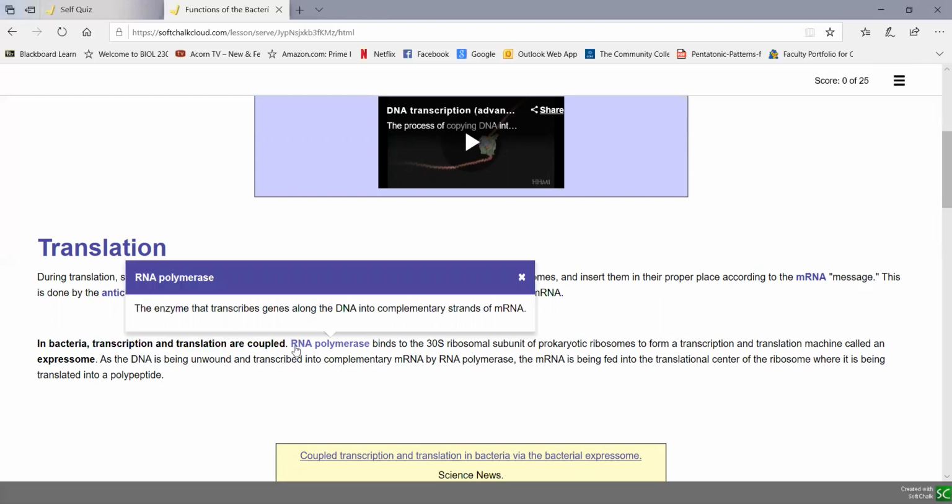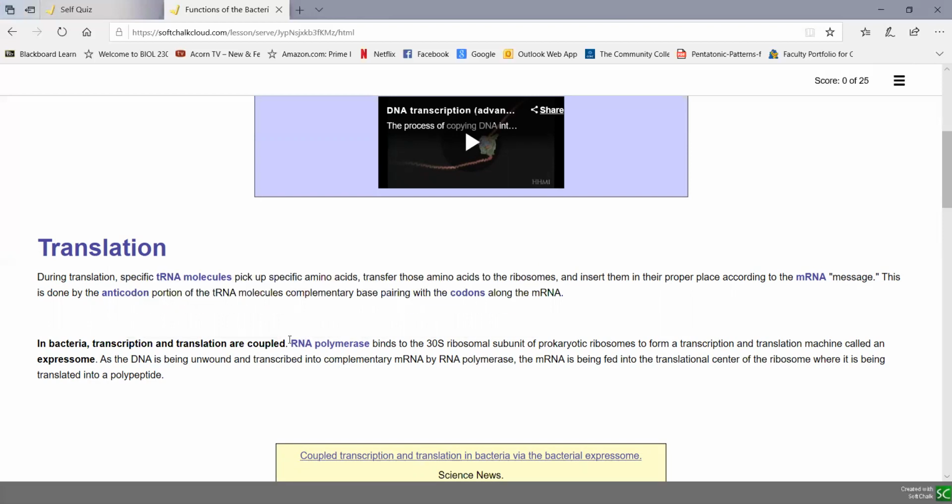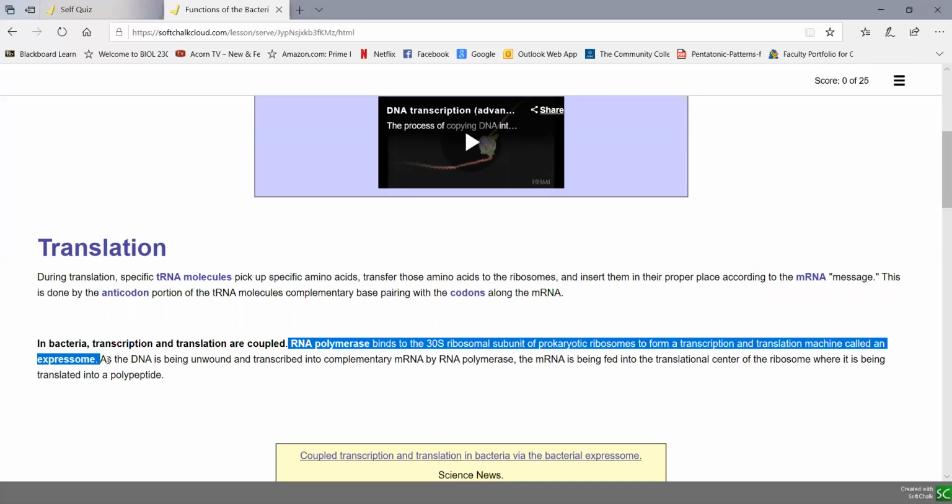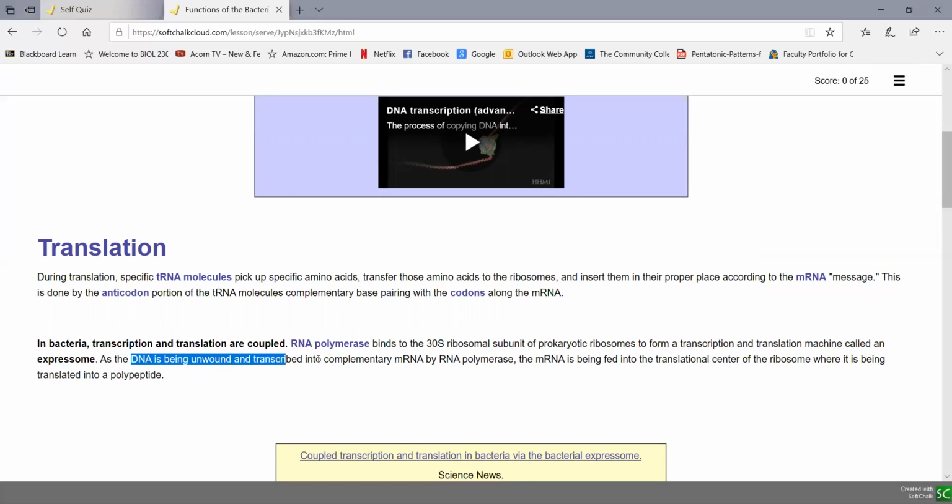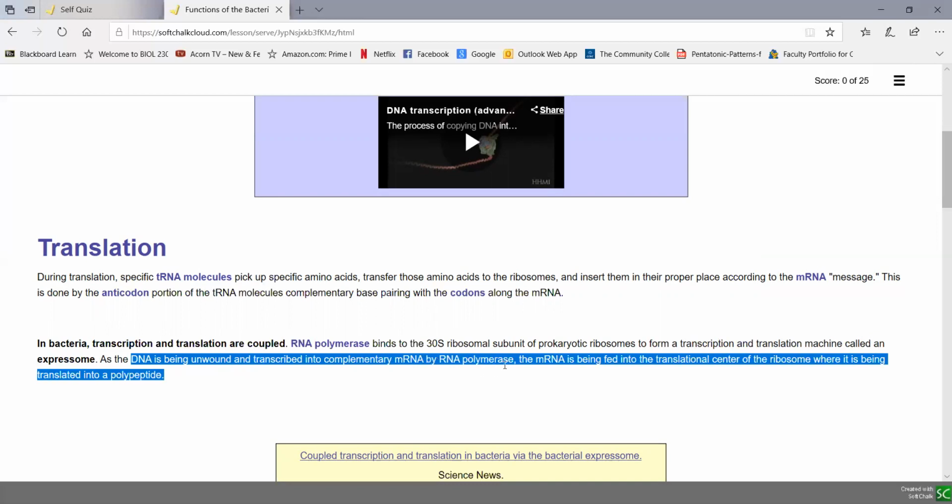RNA polymerase, the enzyme that's going to transcribe DNA into complementary RNA, binds to the 30S ribosomal subunit in the prokaryotic ribosome to form a transcription and translation machine, which they now call an expressome. So as the DNA is unwinding and being transcribed into complementary messenger RNA by RNA polymerase, that messenger RNA that's being made is fed into the translational center of the ribosome, where it's being translated into a polypeptide or protein.